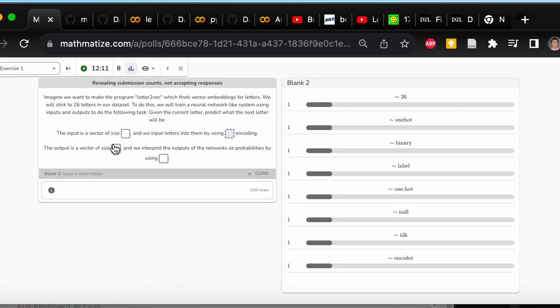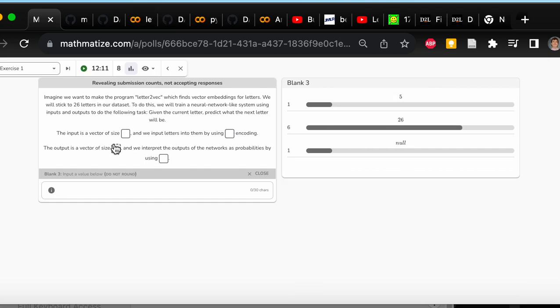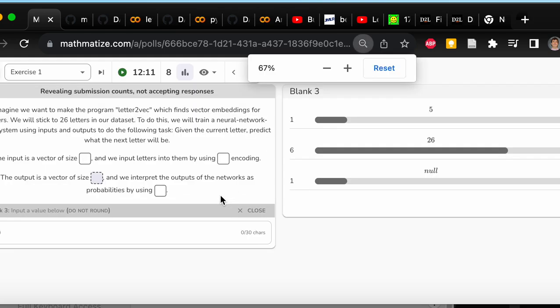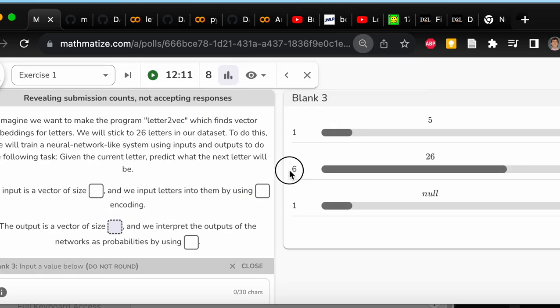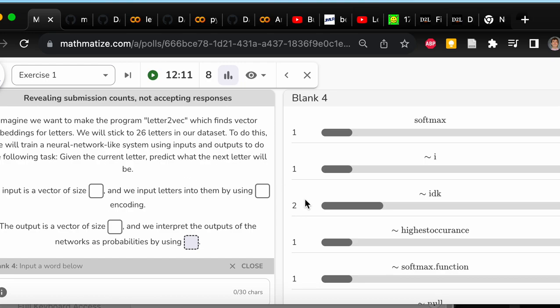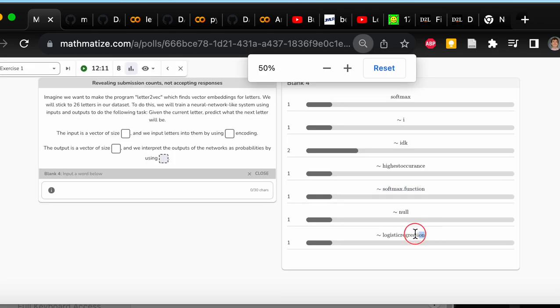Let's look at the output. And of course, we're going to do a revote. But let's look at the output. So the output, people all said, should be a vector of size 26. Or most people, 6 out of 8 people said 26, which is a good majority. And we interpret the outputs as probabilities by using, some people said softmax. Softmax was common. And logistic regression is also softmax.